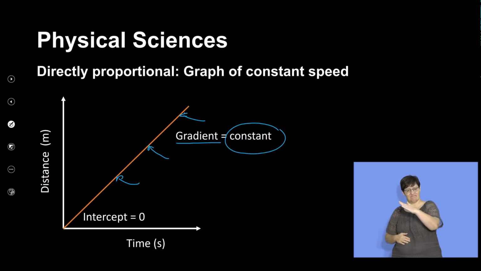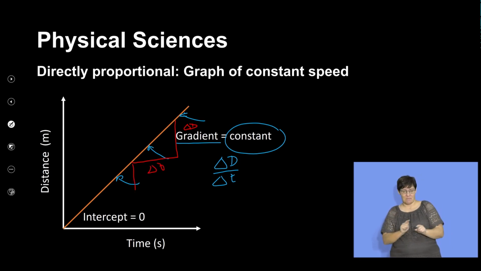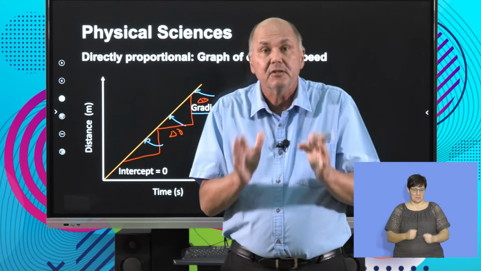Now, remember how we work out gradient as well. We can take gradient and we can say it's the change in distance over the change in time. In effect, it was what we've just done previously by seeing it was the same. We can say, what was the change in distance over the change in time? Change in distance over here, and the change in time over there. And for whatever number of triangles we want to draw, these will come up to be exactly the same because it has a constant gradient.